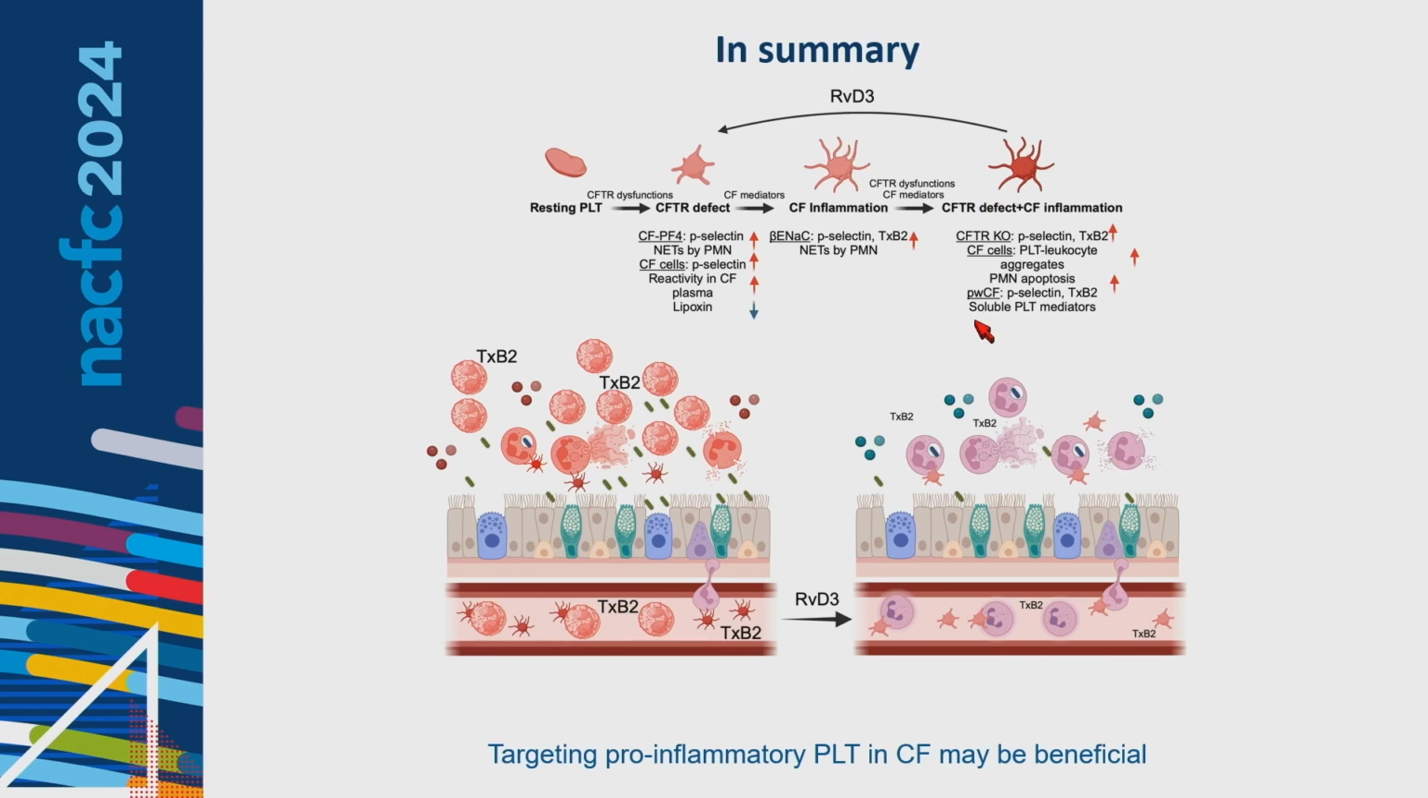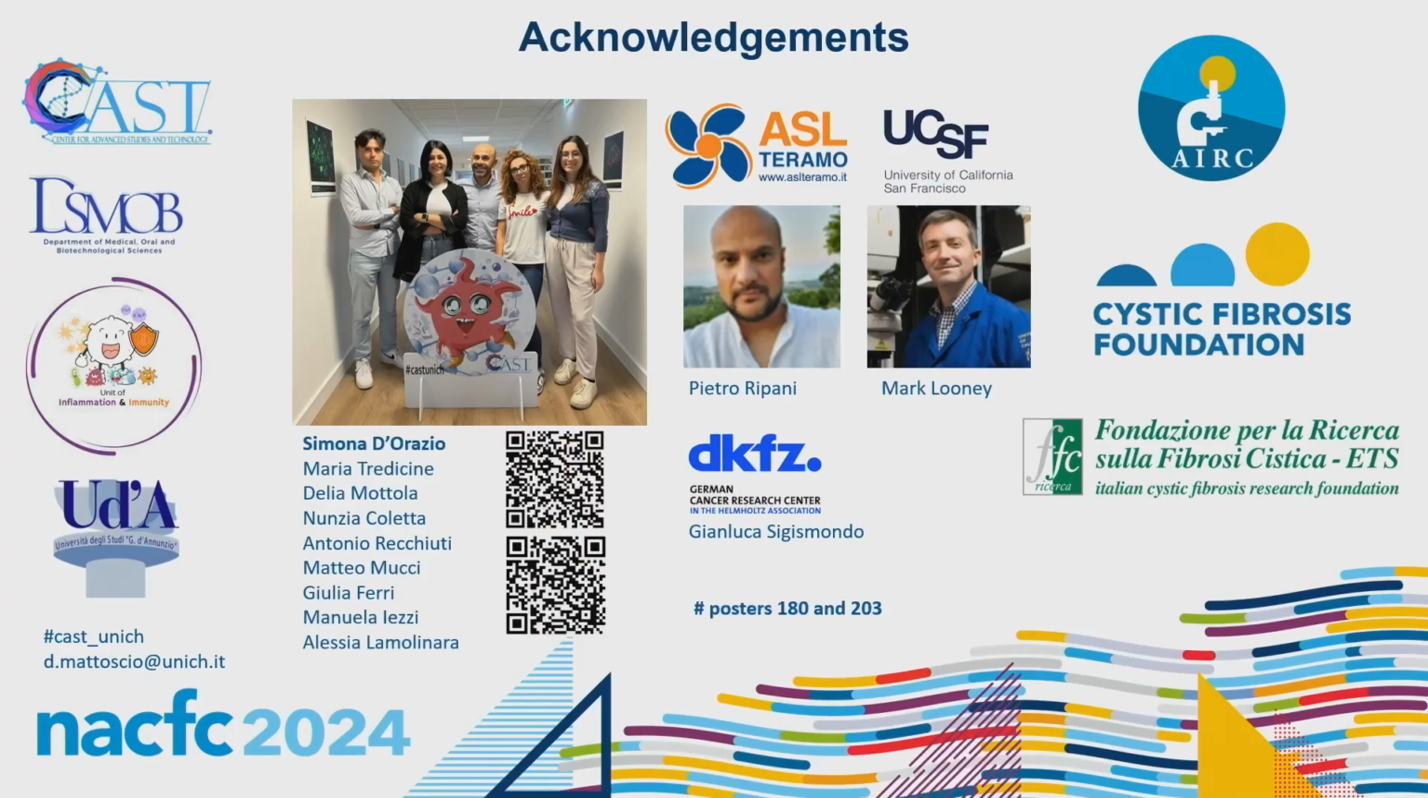Finally, coming back to our first model, we believe that resolvin D3 is therefore able to reduce platelet activation due to both CFTR defect and CF inflammation, restoring a less hyperactive phenotype that drives a better resolution of CF inflammation. Therefore, we are really convinced that targeting pro-inflammatory platelets in CF may provide clinical benefit.